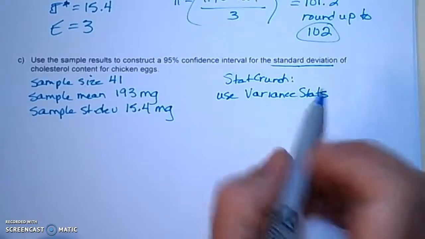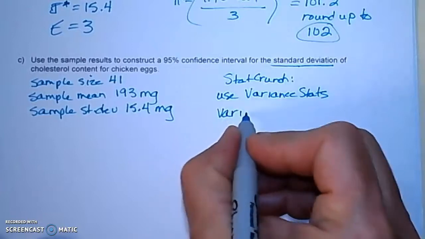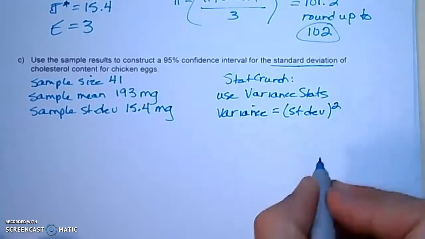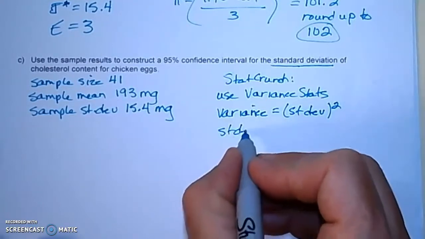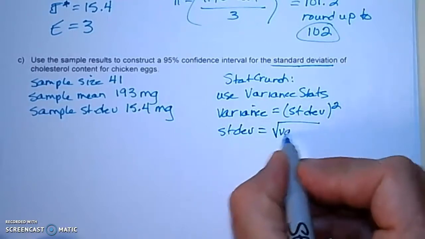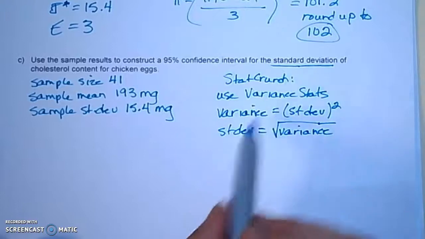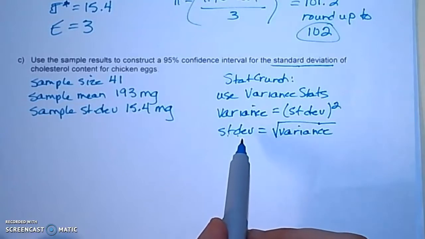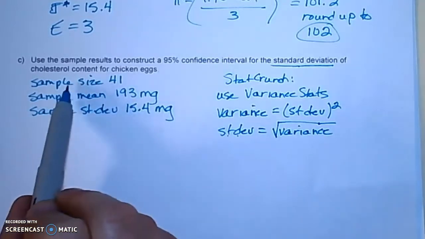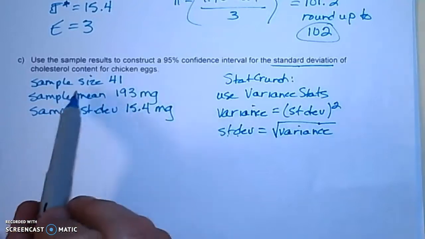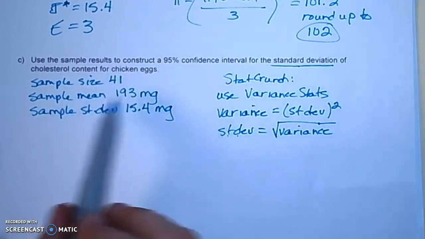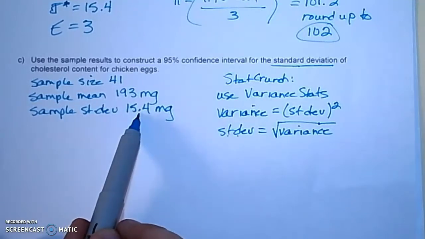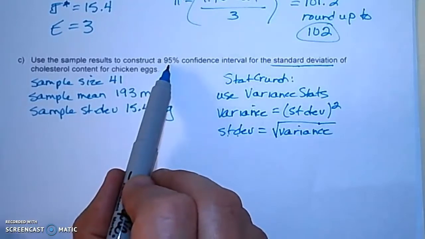The fact that we're using for that is that the variance is equal to the standard deviation squared. Or you can think of the standard deviation being the square root of the variance. If we can find a confidence interval for our variance, then we can take the square root of those values to get the confidence interval for a standard deviation. So here's the information from the sample from this problem. We had a sample size of 41, a sample mean of 193 milligrams, and a sample standard deviation of 15.4 milligrams. We want to do a 95% confidence interval.